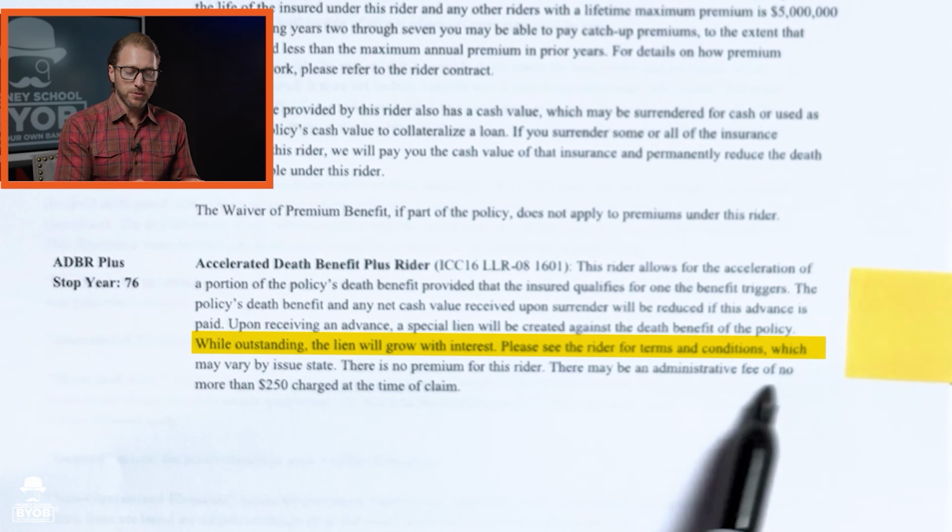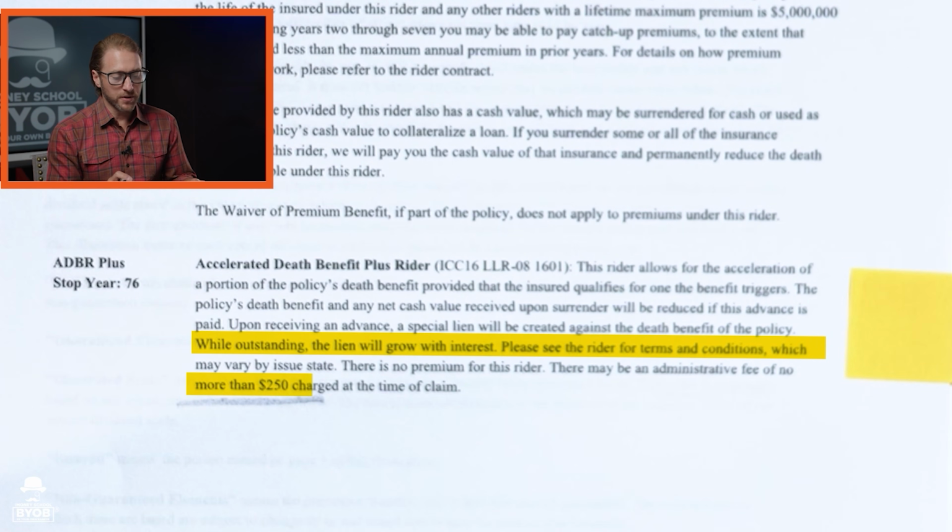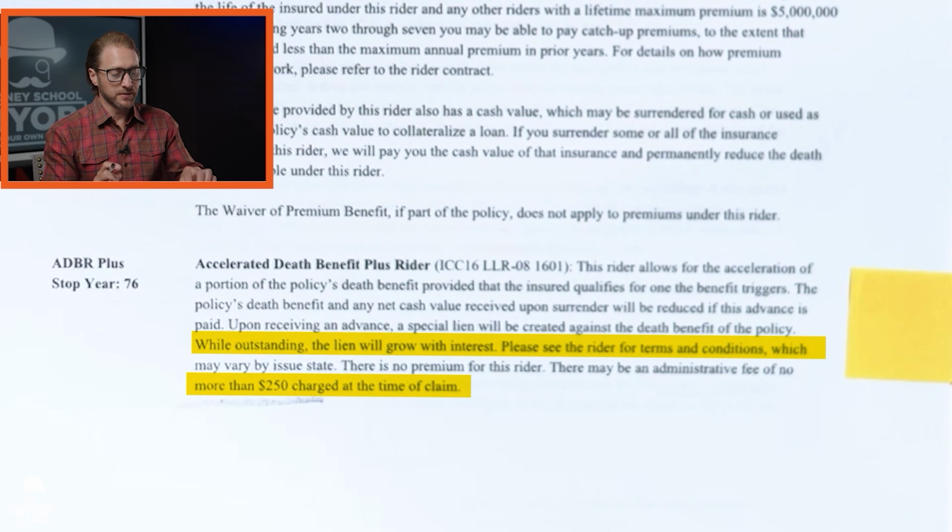And they're also saying there could be an administration fee no more than $250 charged if you elected that accelerated death benefit. Now we're going to get into some of the key terms. Okay, these are all pretty simple, so we don't need to spend a lot of time on them.